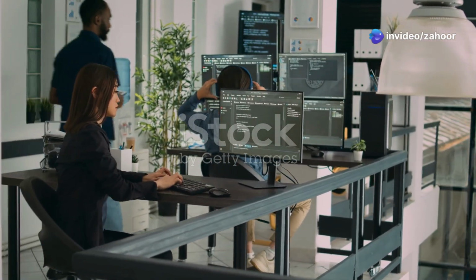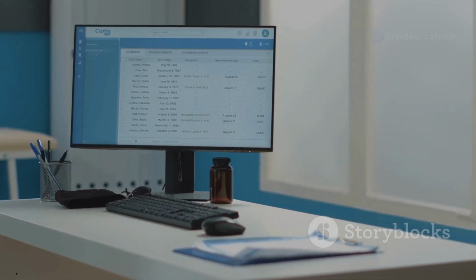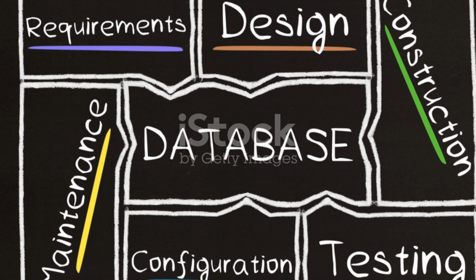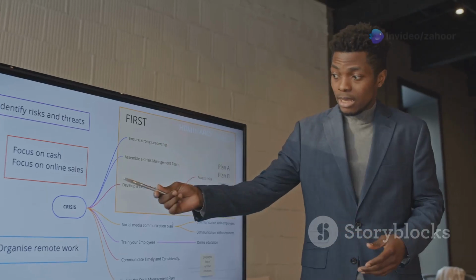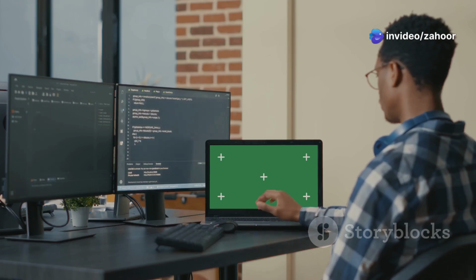Databases are essential for organizing and managing information. They store data in tables with rows and columns. Good database design ensures data integrity and efficiency. This is where database normalization comes in. It is a fundamental process in database design.